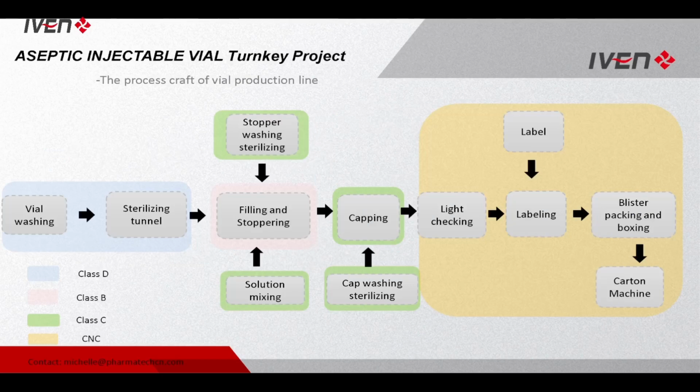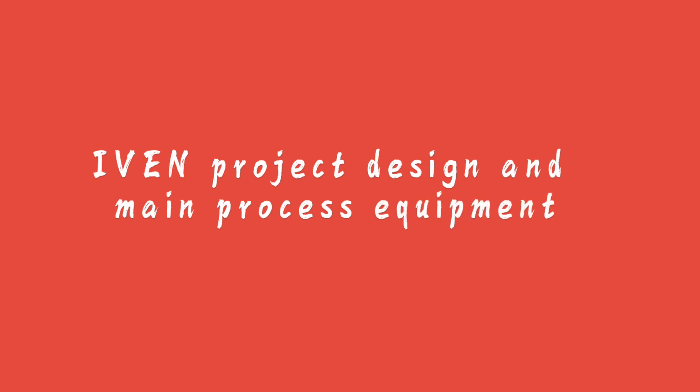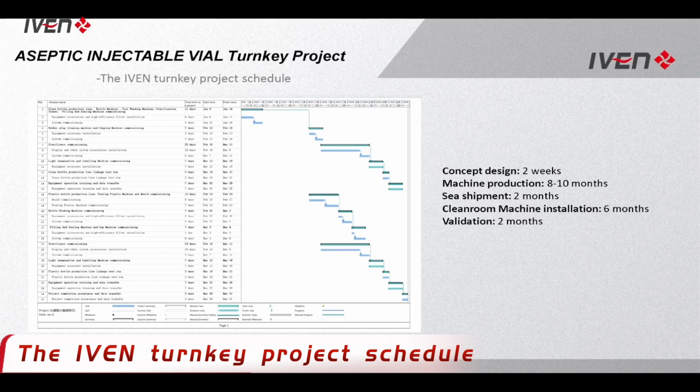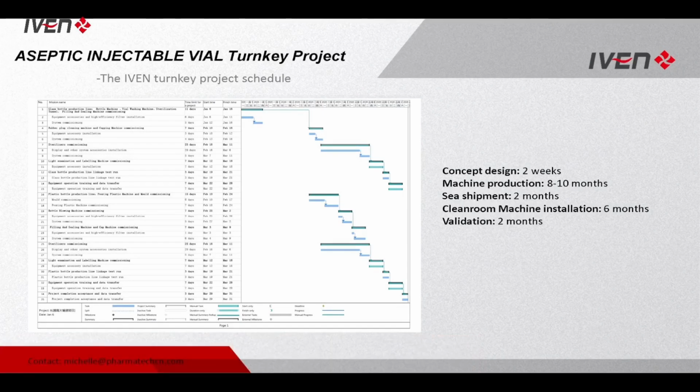And we can see the craft process of the vial line. Firstly, the vial washing and sterilizing channel we will design in a Class D environment. Then the filling and stopping we will design in a Class B environment. The capping and solution mixing system we will design in a Class C environment. For the packing system, we will design in a CNC environment.